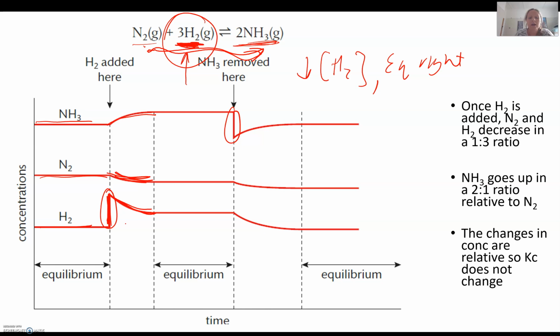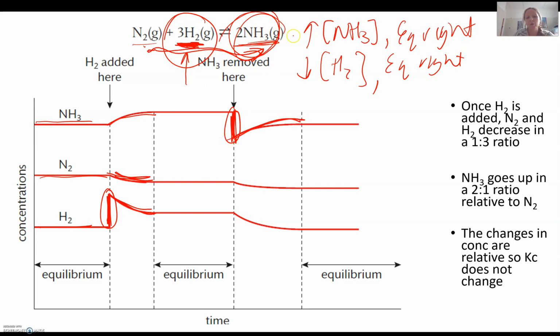Hopefully that makes sense. So now let's talk about this change here where we see a sharp lowering of the concentration of NH3. This means NH3 has been removed, a decrease in concentration. So if the concentration of NH3 has gone down, the equilibrium is going to shift to increase the concentration of NH3. And how will it do that? The NH3 will be increased by shifting the equilibrium to the right to make more, okay? And so if the equilibrium is shifting to the right, we'd expect NH3 to go up because that's what we're trying to increase, and the two reactant concentrations to go down, which we do see.